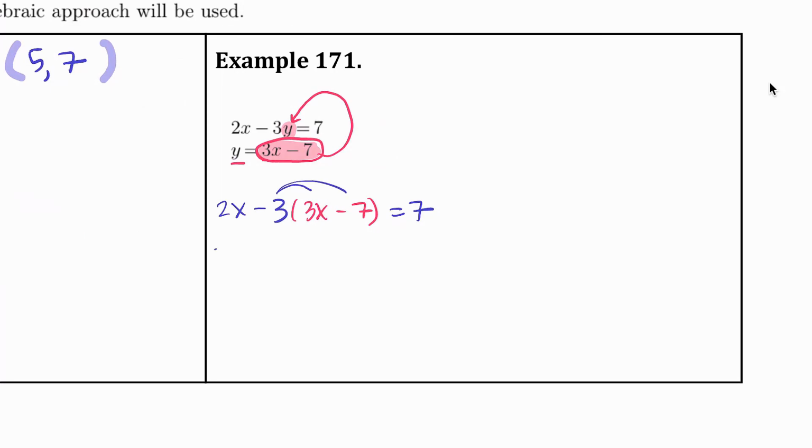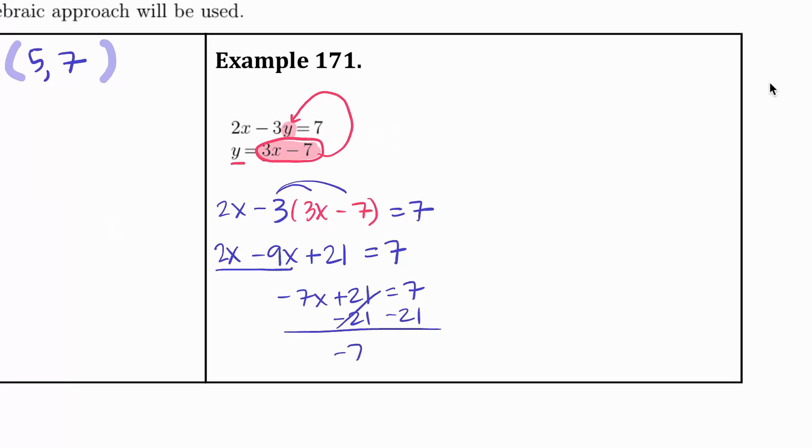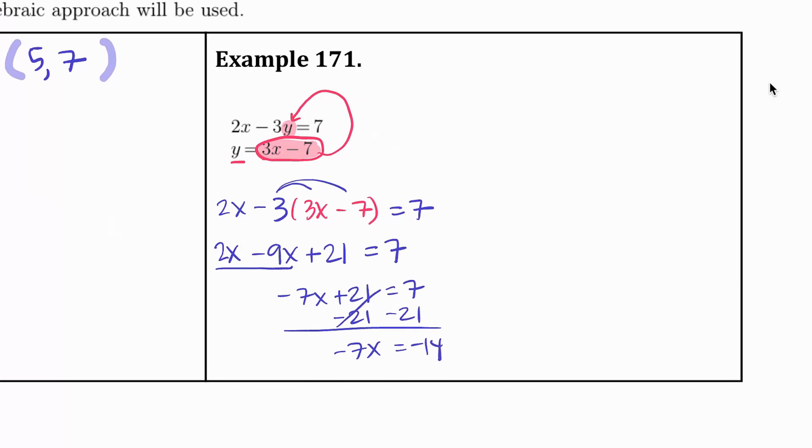So let's distribute. We have 2x minus 9x plus 21 equals 7. Combine like terms, we get negative 7x plus 21 equals 7. Start isolating our x. We get negative 7x equals negative 14. Last step to solve for x, we divide by negative 7, and we end up with x equals positive 2. But we don't stop here because we need to solve for our y as well.